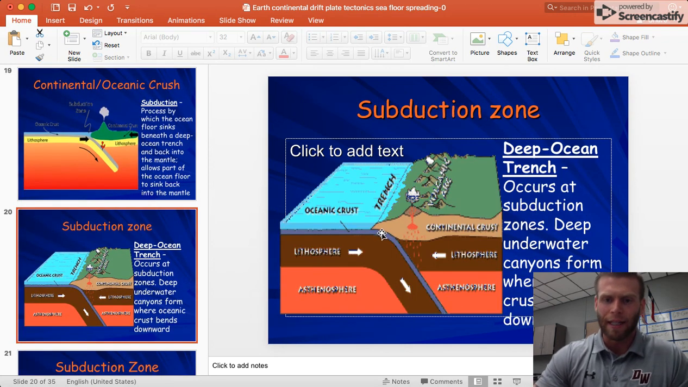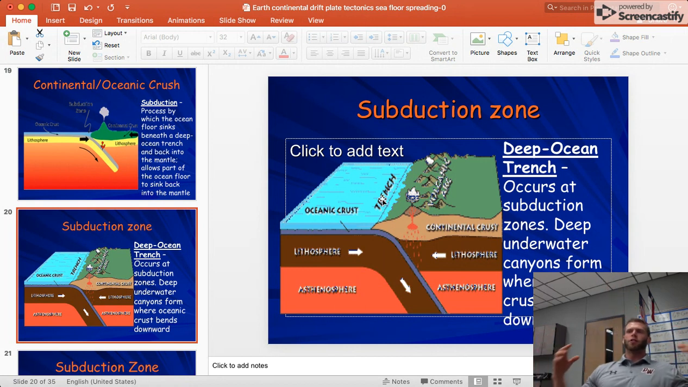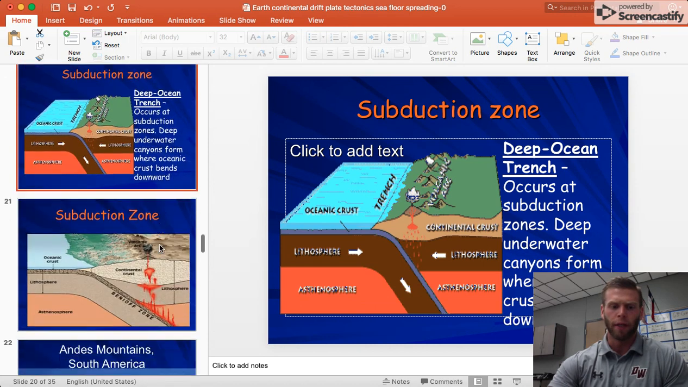So another look at that subduction zone, and you look at the deep ocean trench. That word trench right there, where the ocean and the land meet, occurs at subduction zones. Those deep ocean trenches do. Deep underwater canyons form where the oceanic crust bends downward. You have to think about, these are huge sections of earth and it's bending down, so that's going to create a little canyon there in the water, which is called the deep ocean trench.